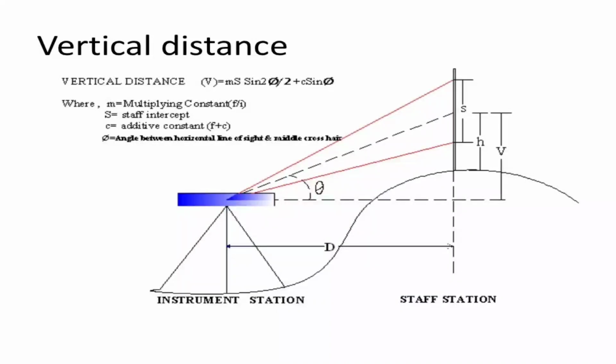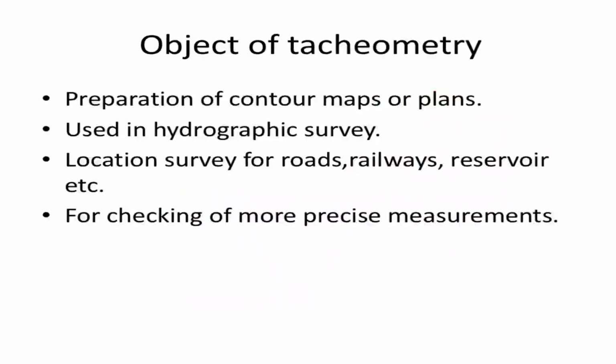So additive constant and multiplying constants are there. Multiplying constant is f/i, additive constant is f + c. S is the staff intercept. θ means the angle between the horizontal line of sight and the middle cross hair.